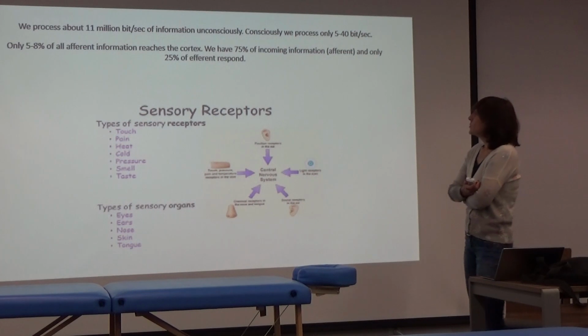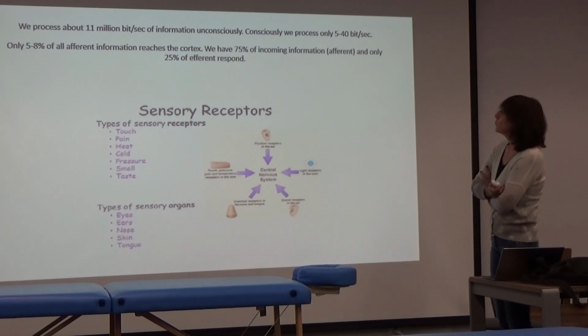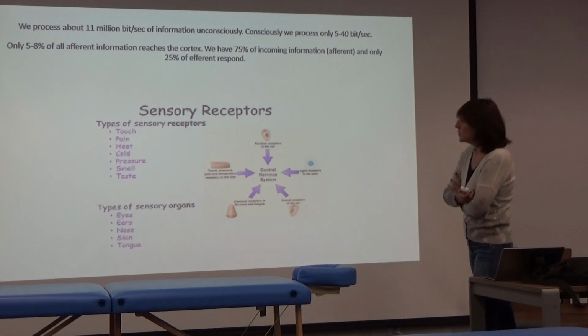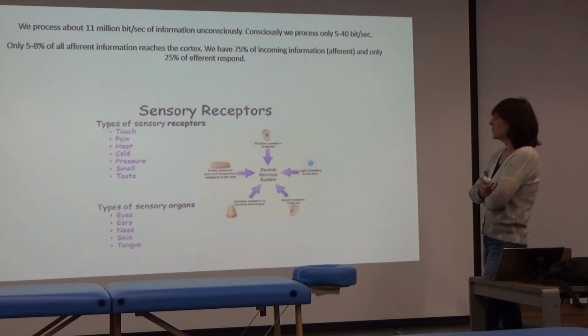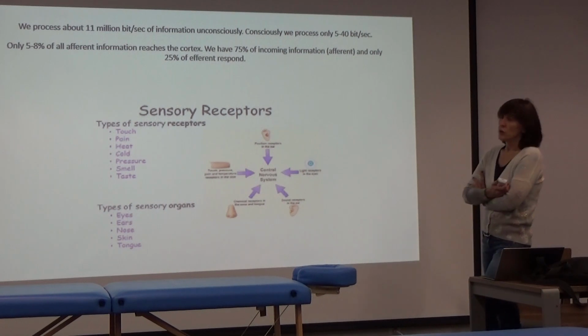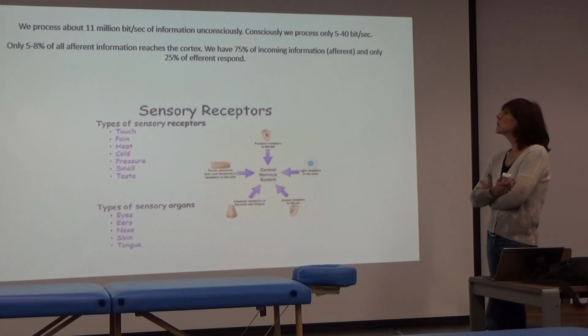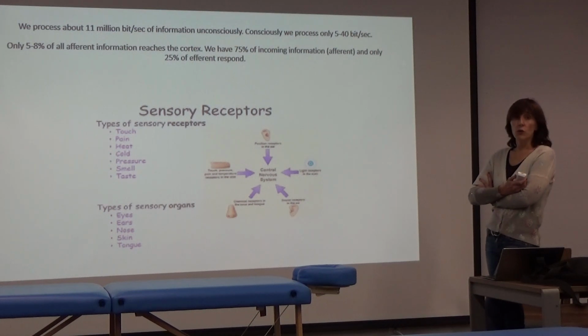So sensory receptors, we've got different kinds of sensory receptors. We can feel touch, we can feel heat, cold, pressure, smell, taste, and all this information is going to go to the central nervous system. Only 5 to 8% of all the information which is coming from the outside environment is going to reach our cortex.